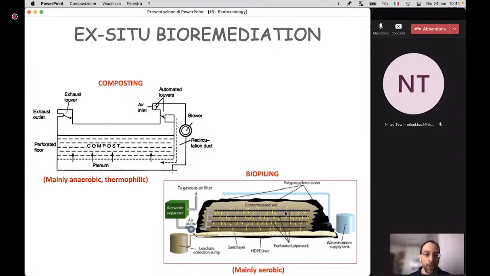So in this case, you will use mainly aerobic microorganisms that are not thermophilic, but are sensitive to heat. Again, of course, you have to give nutrients to your microorganisms, and you have to have a system in order to collect leaching from the soil that goes from up into this filtrating layer. And usually it's sand, in order to have filtration and collection of the leachate, which is, of course, heavily contaminated.